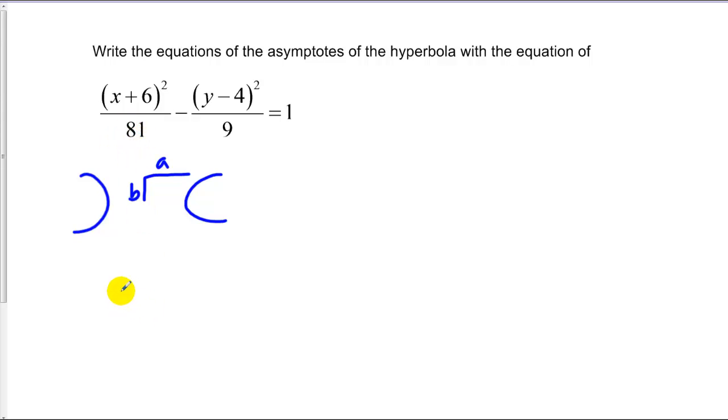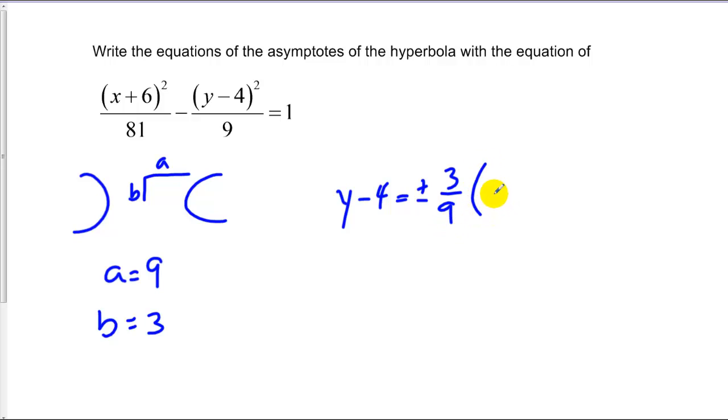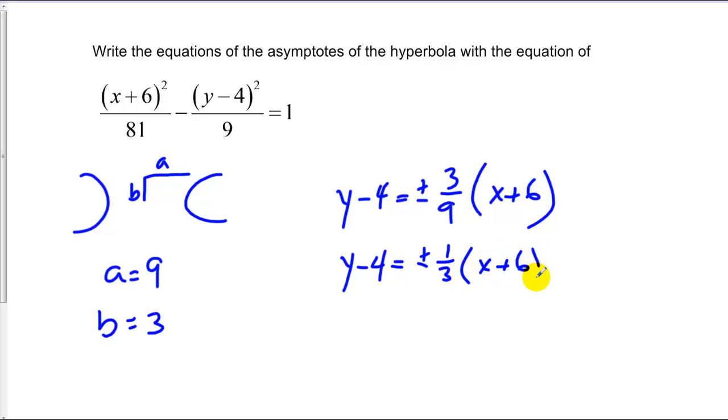My leading term is always my a term, so a is equal to 9 in this case, b is equal to 3. And I should be able to go ahead and write that actually right now. I've got y minus k equals plus or minus. Once again, we said b over a, so that's 3 over 9, x plus 6. I can simplify that, and I'm fine if you don't put it in slope-intercept form, and just leave it as is.